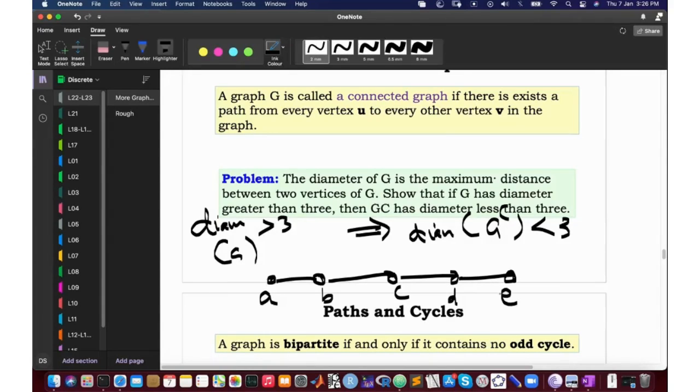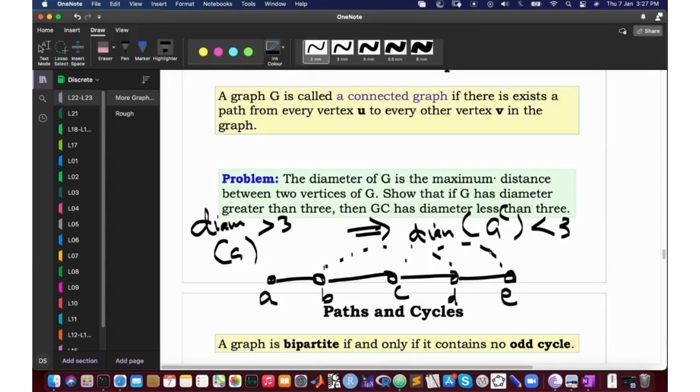Okay, so there must exist 5 vertices between which there is no shortcut. There is no path from B to D or C to E. Okay, this is what it means for a graph to have a diameter at least more than 3.